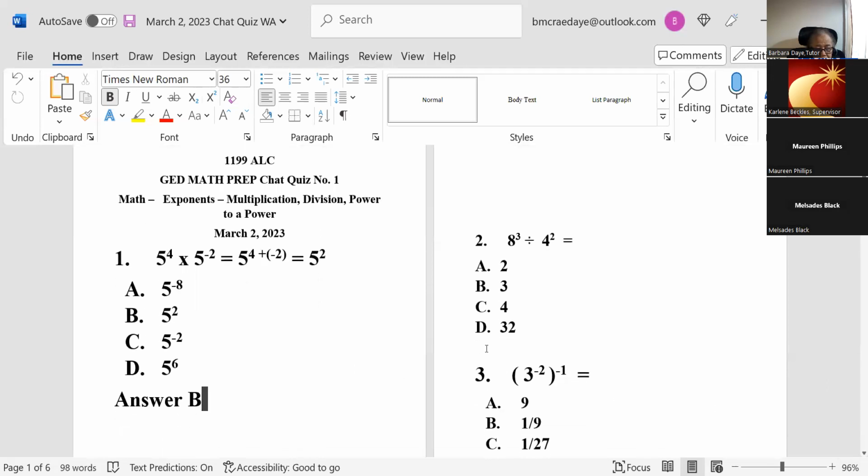What about number 2? You had correct. What's the answer? D. You had, what was your answer? D, I think. D, that's correct. Maureen, do you know how she got D? Yeah, I know. I had D for mine too. Yeah, that's right. Because this was one where you had to evaluate each one. Yeah, because when the base is different.